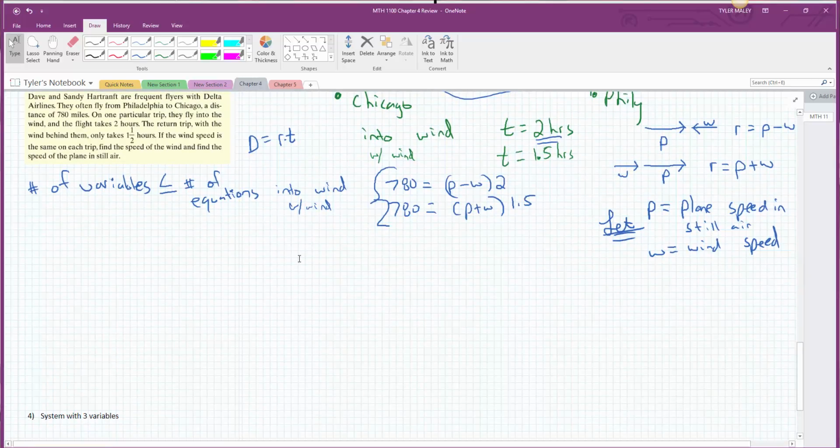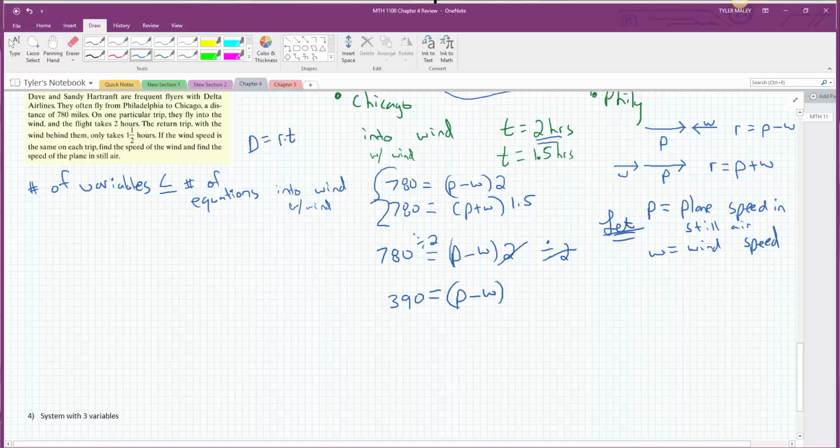All right, so we need to solve this system. So first thing I might do is distribute the 2 through. Actually, we could even do this a little easier. If I take this first equation, I can divide both sides by 2, right? So this will make that 1, so we have just p minus w. And on this side, 780 divided by 2 is what, 390?